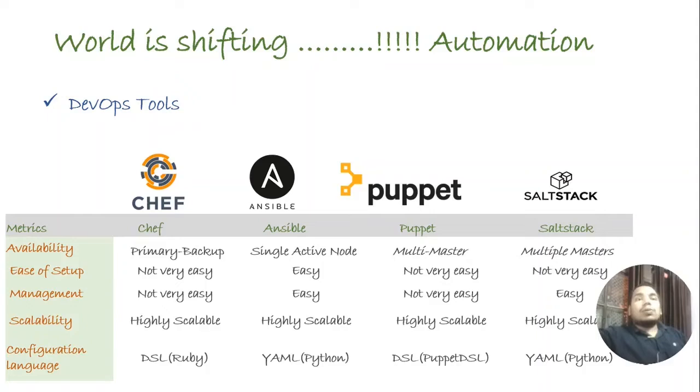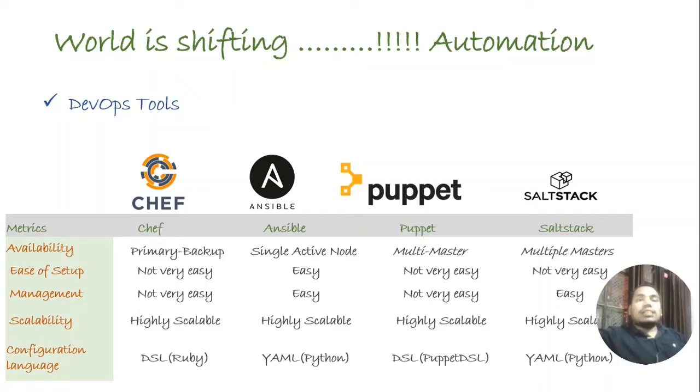If we talk about SaltStack, it can have multiple masters configured. If one master is down, the agent connects with the other master in that list. Therefore, it has multiple masters to configure Salt minions, which are nothing but the client component of SaltStack. So the next parameter is ease of setup. First we're going to talk about Chef.